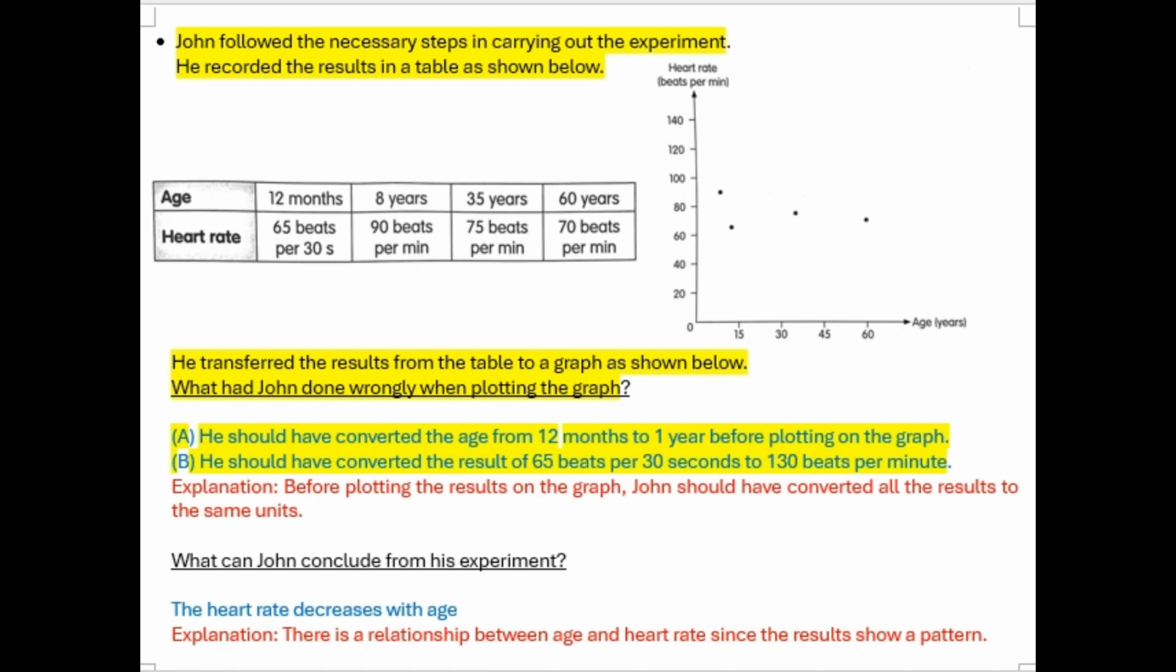Explanation: before plotting the results on the graph, John should have converted all the results to the same units. What can John conclude from his experiment? The heart rate decreases with age. Explanation: there is a relationship between age and heart rate since the results show a pattern.